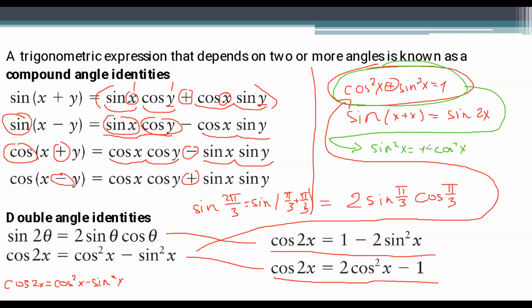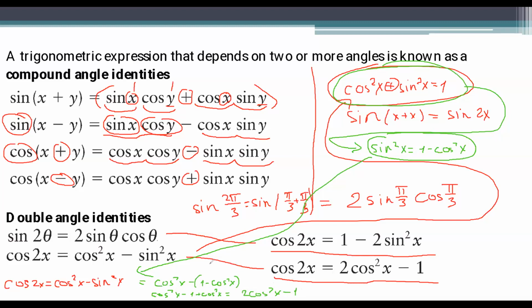Sine squared x equals 1 minus cosine squared x. Now, I can substitute this into my formula here, and I'm going to get cosine squared x minus what is in the brackets, 1 minus cosine squared x. And when we open brackets, cosine 2x equals cosine squared x minus 1 plus cosine squared x, which equals 2 cosine squared x minus 1.